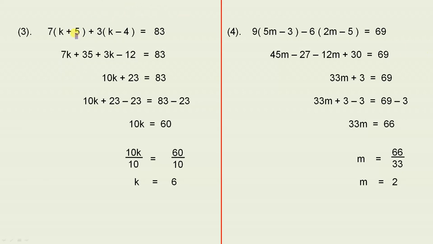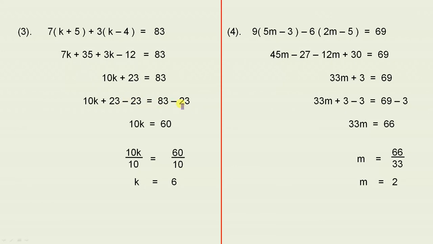7 outside of k plus 5 plus 3 outside of k minus 4 equals 83. 7k plus 35 plus 3k minus 12 equals 83. So you multiply the 7 by each of those terms, you multiply the 3 by each of those terms, that gives us that. Now we collect the like terms, so 7k plus 3k is 10k, and 35 minus 12 is 23. Because that's a plus, we subtract 23 from both sides.